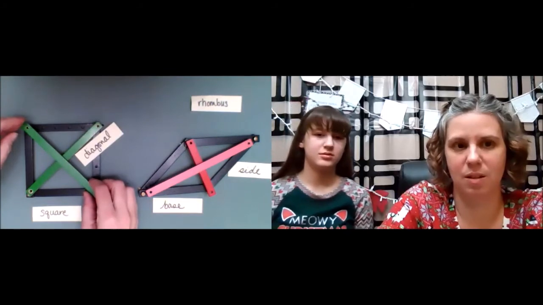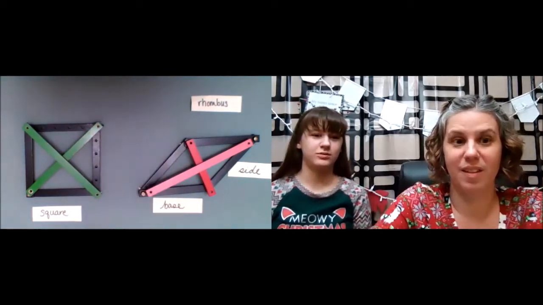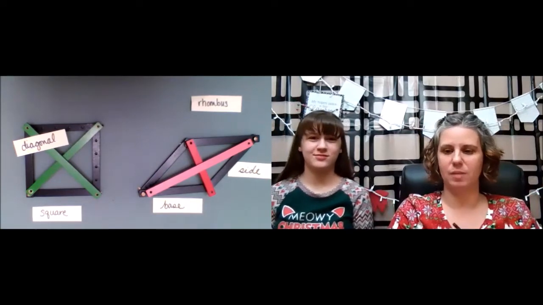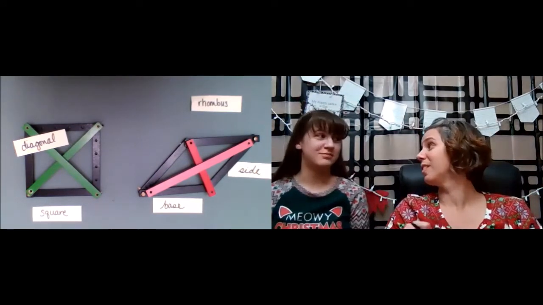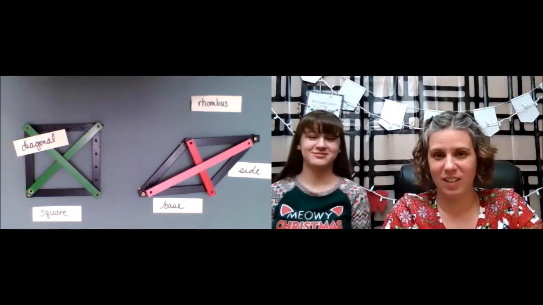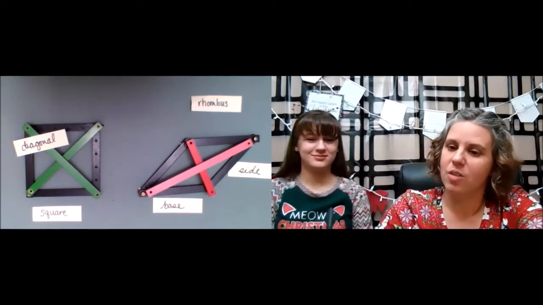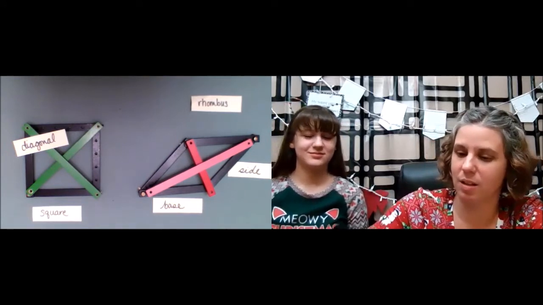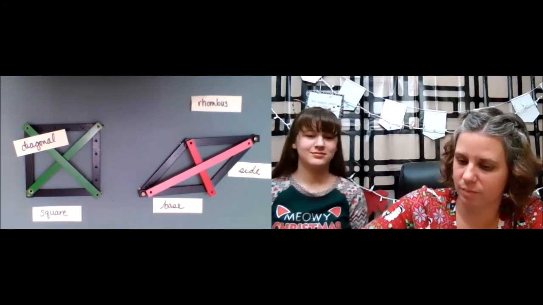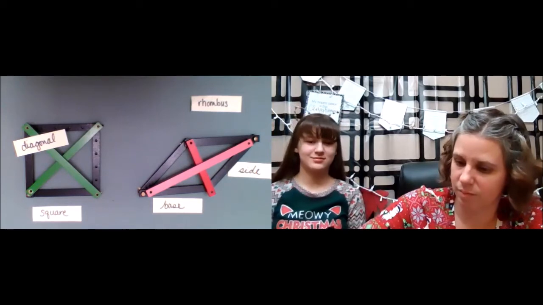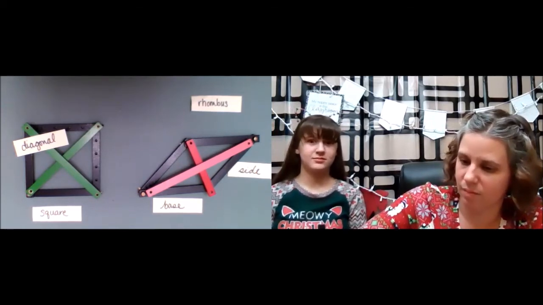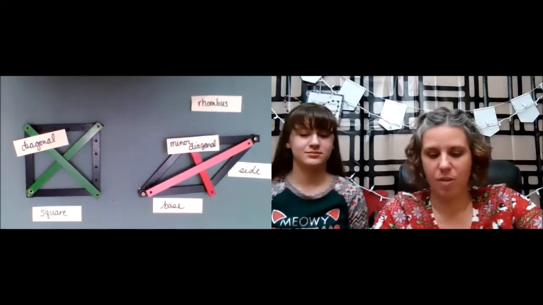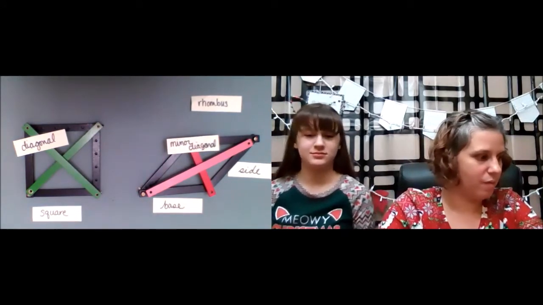What do we notice about the diagonals of the square? They're equal. They're the same. The diagonals on the square are the same. What about the diagonals on the rhombus? They are not the same. They're not the same. We have a short one and a long one. The short one is called the minor diagonal. Minor as in smaller. And the long one, the pink one, is called the major diagonal.